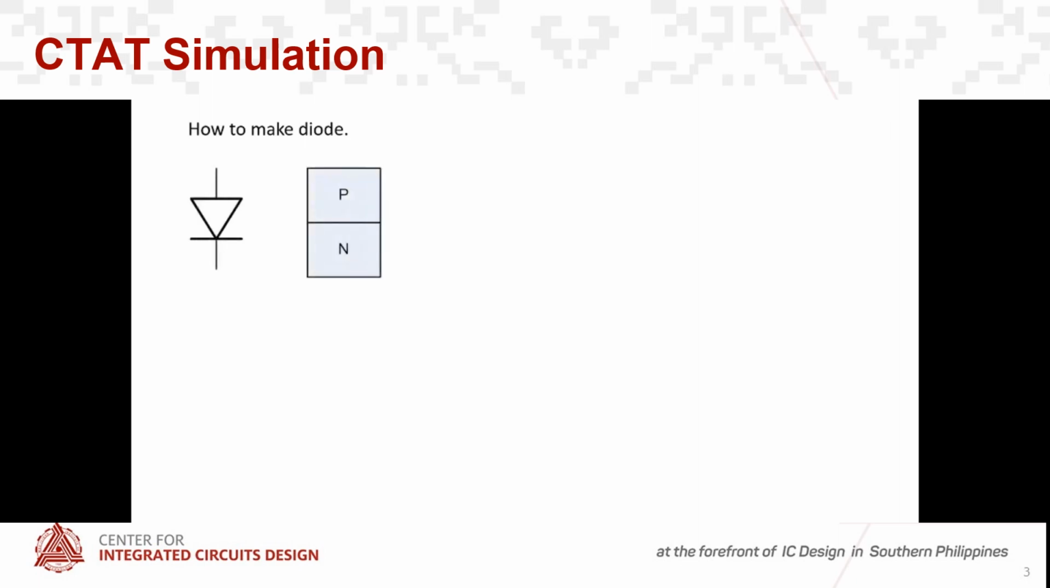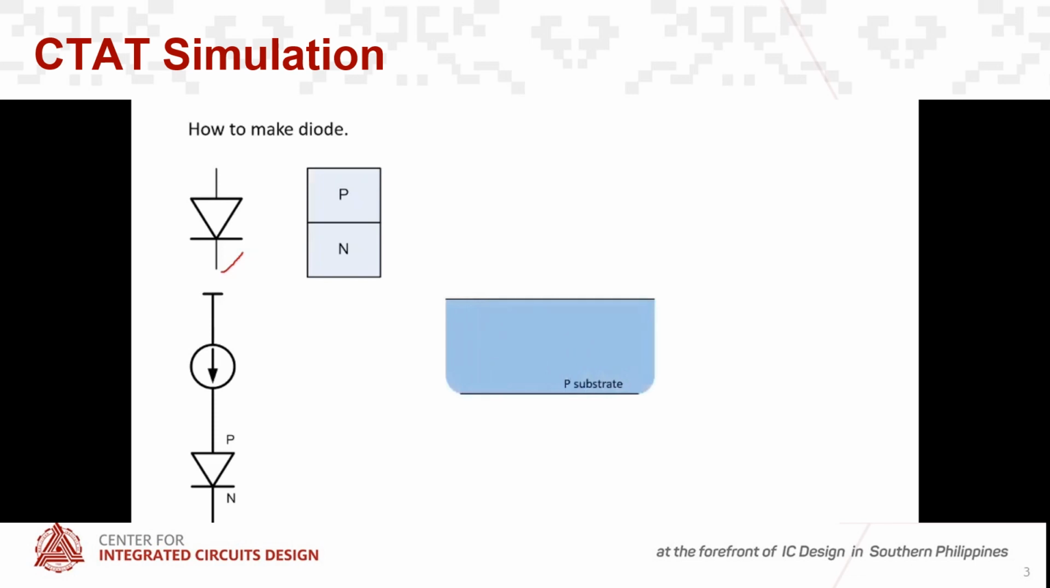As you can see, we have here the symbol of a diode, and a diode is basically a P and N junction, so P implants in N. With that, we can connect that to the current source as we have shown earlier, and then we can get the CTAT voltage. So basically the diode in the CMOS, we can structure it to form a PN junction.